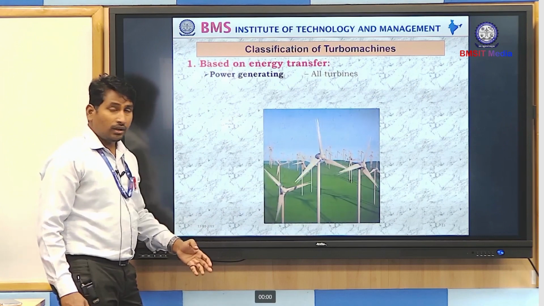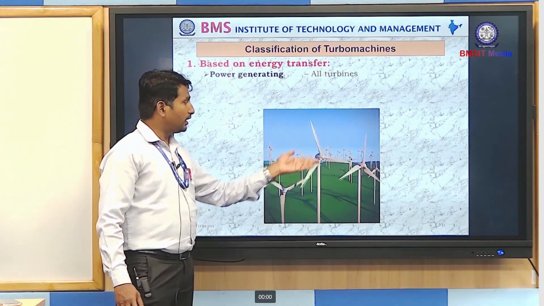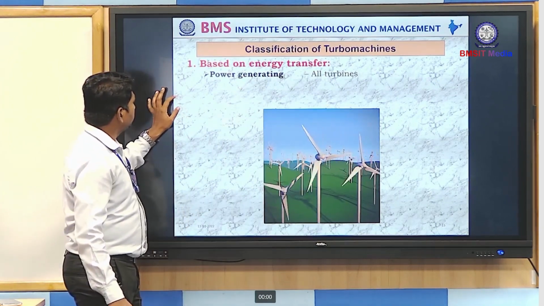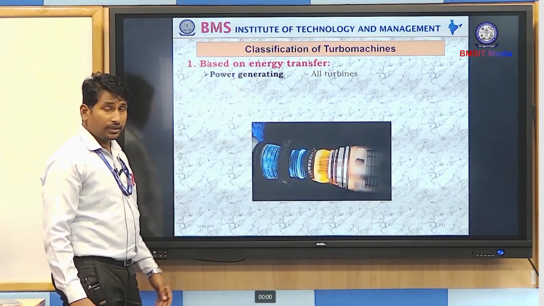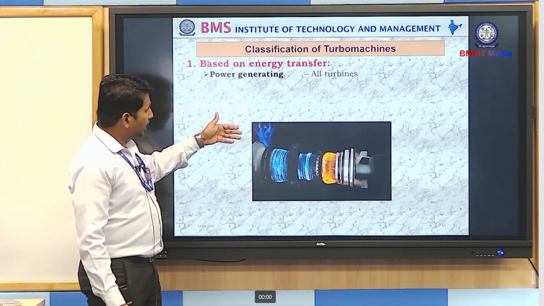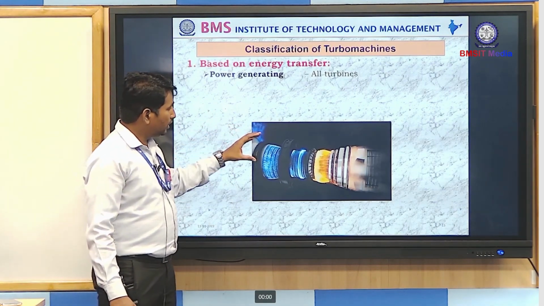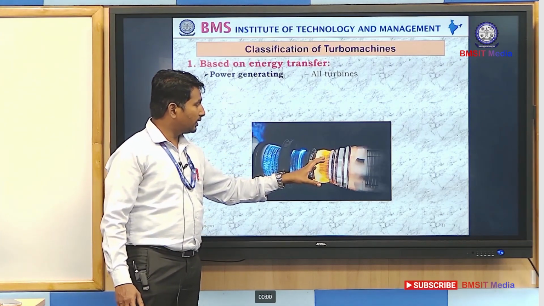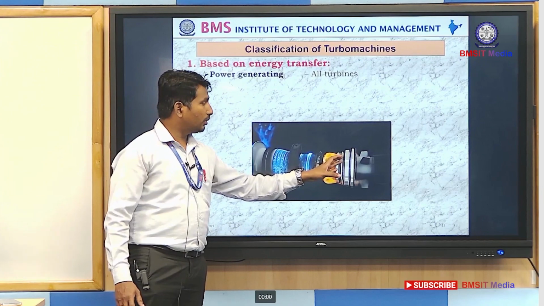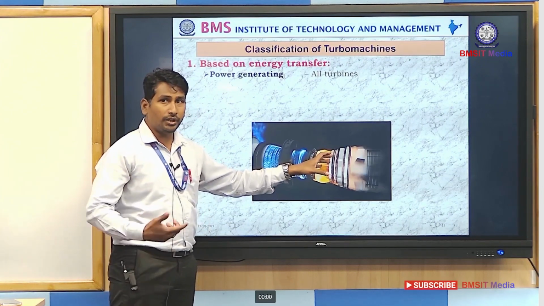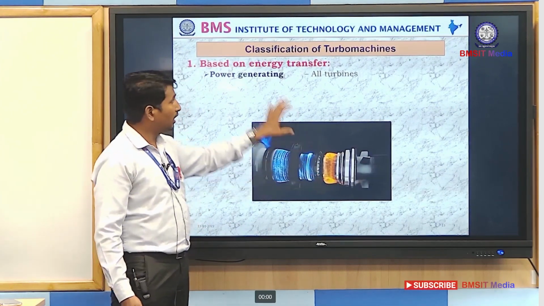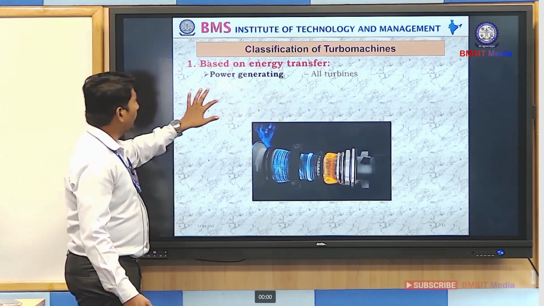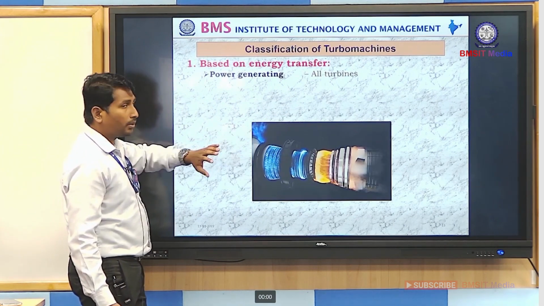Next is the windmill, where air flows over the blade and the blade starts rotating, and energy is generated. So it comes under power generating turbo machines. Next are the gas turbines, where, as you can see in jet engines, air is the working medium which enters and gets higher energy, and that higher energy of the air is transferred to the turbine. Because of that, energy is generated. Here we are not producing electricity directly, but still it is considered a power generating machine. If we couple the shaft to a generator, it generates electricity. Here in the jet engine, it is used for propelling the jets.